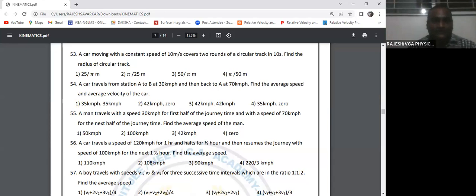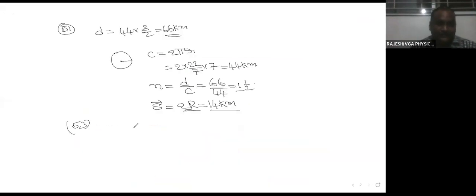So it is finishing 2 rounds. That means what is the circumference? 4 pi r. So 4 pi r is equal to 100. Then r is equal to, so 4 pi r is equal to 100. So r is equal to 25 by pi, because one round is 2 pi r, 2 rounds is 2 into 2 pi r.